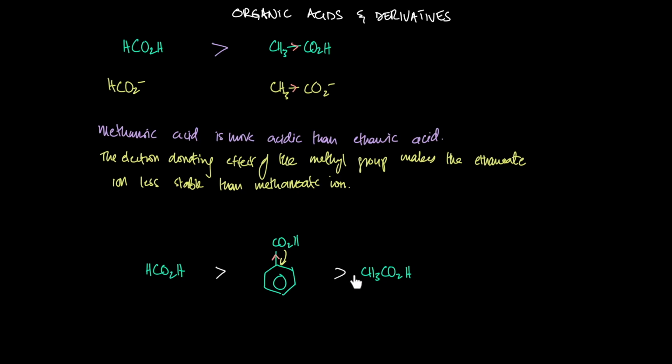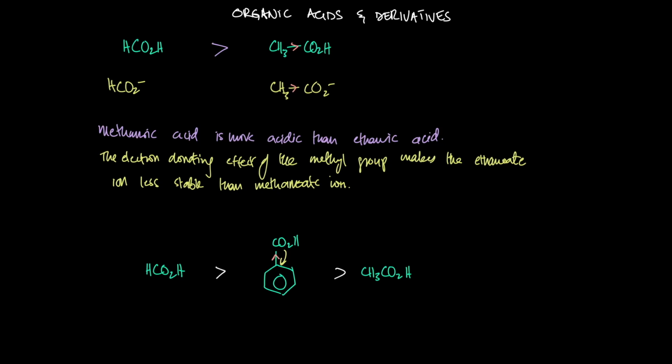meaning that benzoic acid is still a stronger acid than other carboxylic acids with alkyl groups. So like ethanoic, it will be more acidic than propanoic, but still less acidic than methanoic. So the inductive effect is only slightly overcome by delocalization of electrons. The delocalization isn't as strong as you had in phenol, because the oxygen atom isn't directly bonded to the benzene ring, but there is still some delocalization.